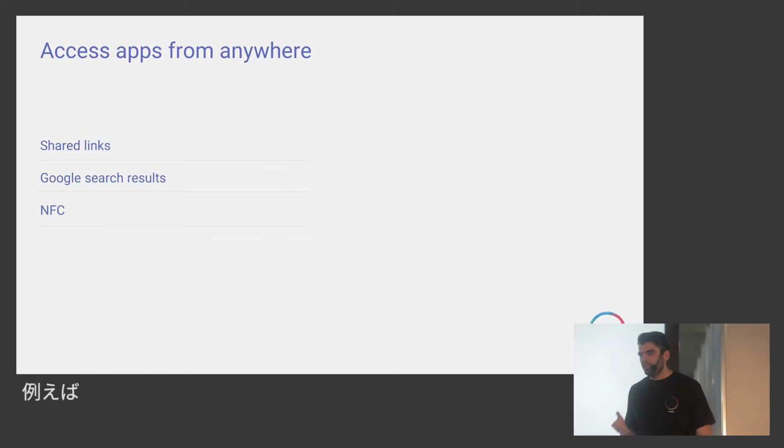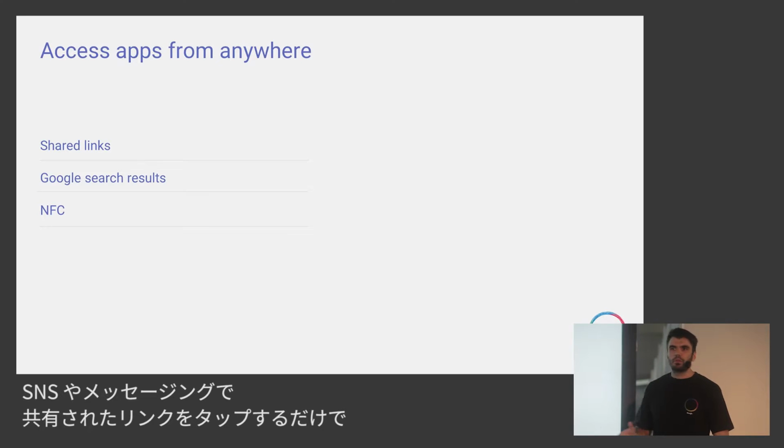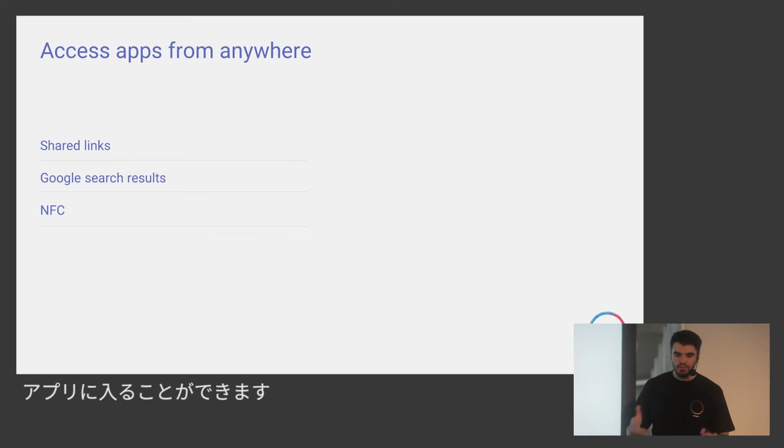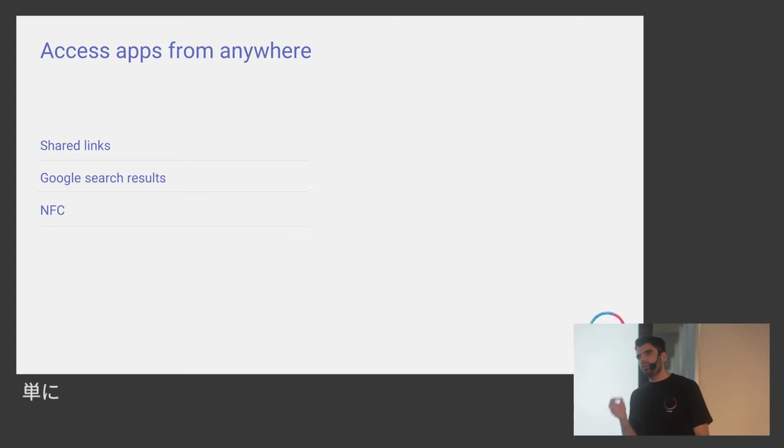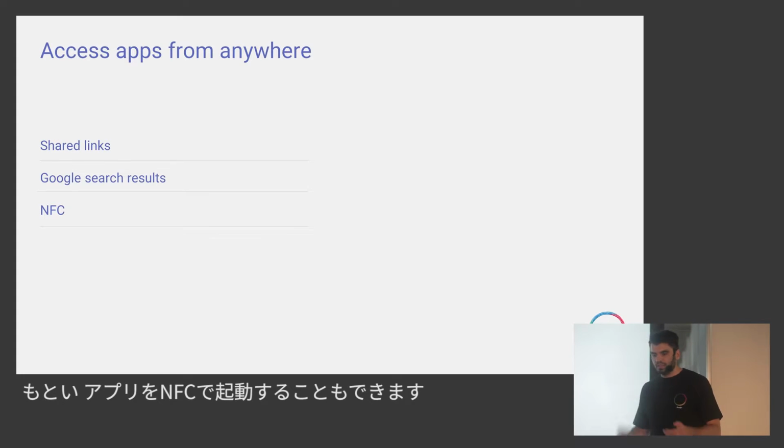For example, in the examples we just went through, we saw how users can get to your app by just tapping a shared link. It could be shared from social media or a messaging app. You can also acquire your app by tapping a Google search result. Or you can simply launch the app by using NFC.